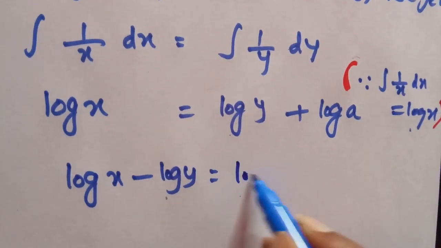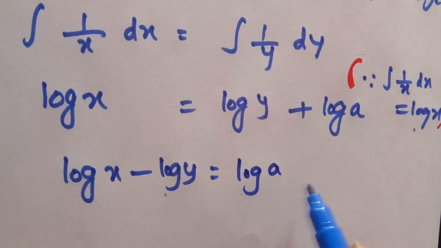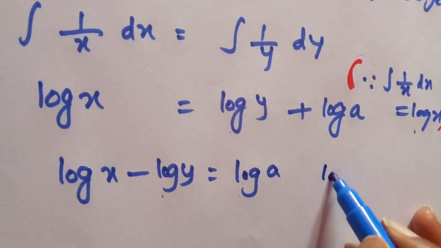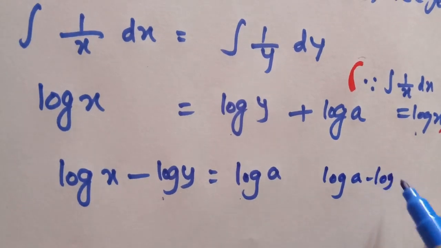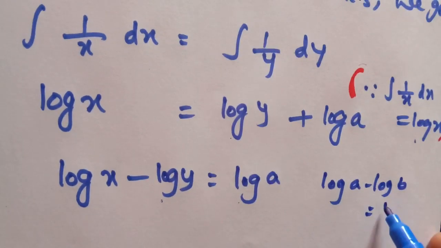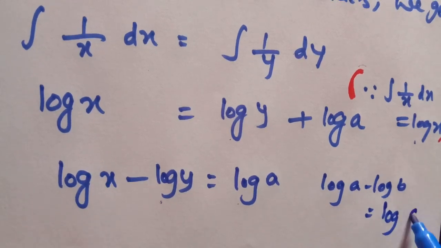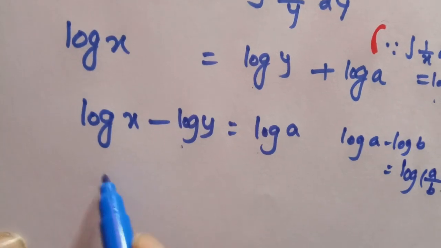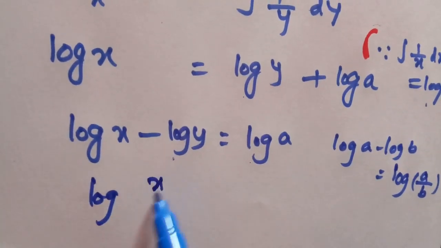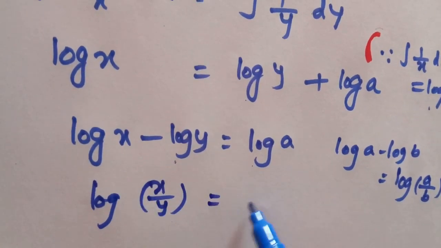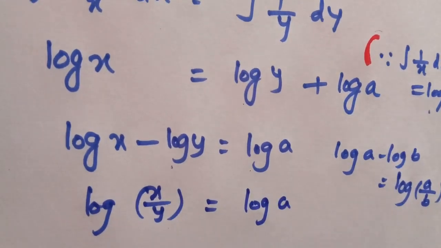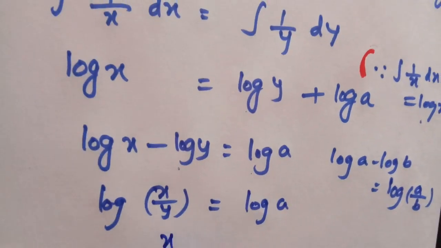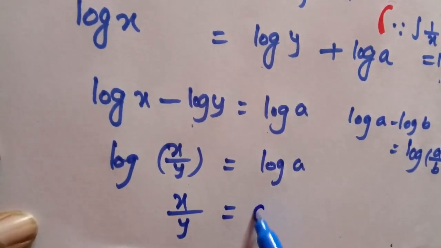Is equal to log a. Therefore log x minus log y is equal to log a. Log a minus log b is equal to log of a by b is the formula. Therefore this can be written as log x by y is equal to log a. Since log a is equal to log b, then a is equal to b. Therefore x by y is equal to a.